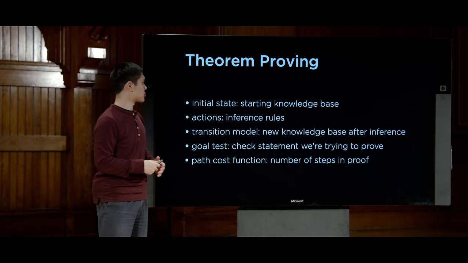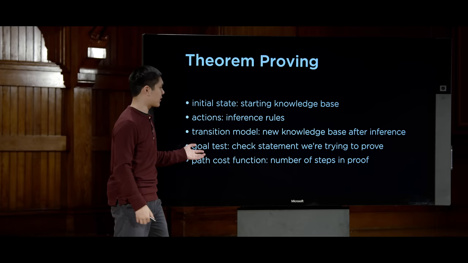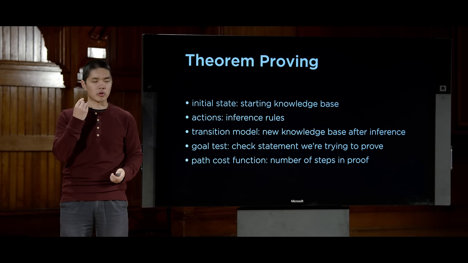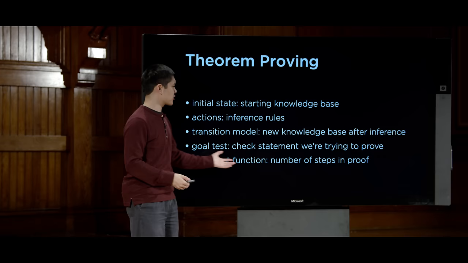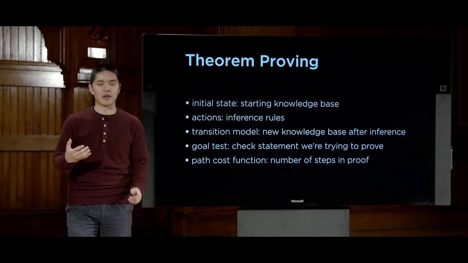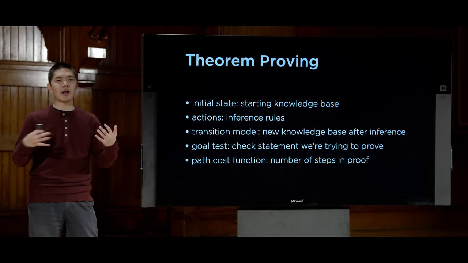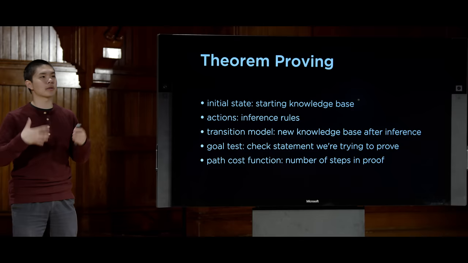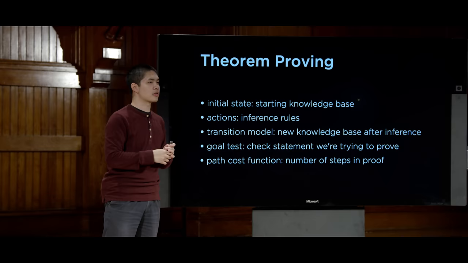What is the goal test? Well, our goal test is checking to see if we have proved the statement we're trying to prove, if the thing we're trying to prove is inside of our knowledge base. And the path cost function, the thing we're trying to minimize, is maybe the number of inference rules that we needed to use, the number of steps, so to speak, inside of our proof. And so here we've been able to apply the same types of ideas that we saw last time with search problems to something like trying to prove something about knowledge, by taking our knowledge and framing it in terms that we can understand as a search problem, with an initial state, with actions, with a transition model.